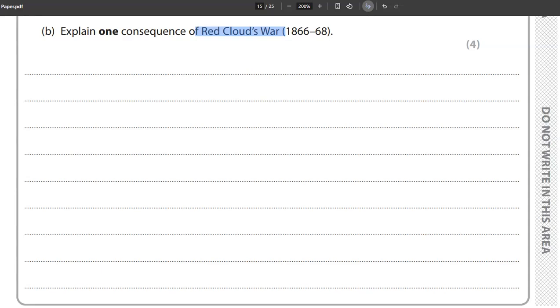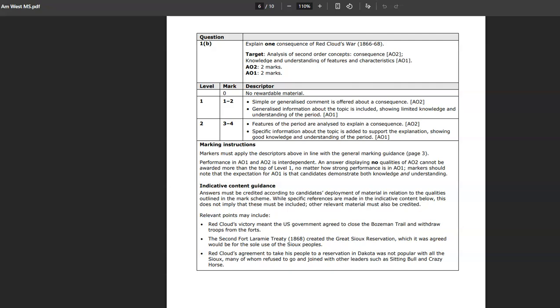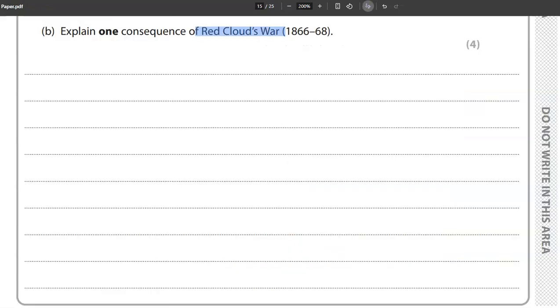And if we remember the mark scheme, to get 4 marks, you need to explain what the consequence is, but also give specific information about the topic to support the explanation. So let's think about what content we would include in answering this question.